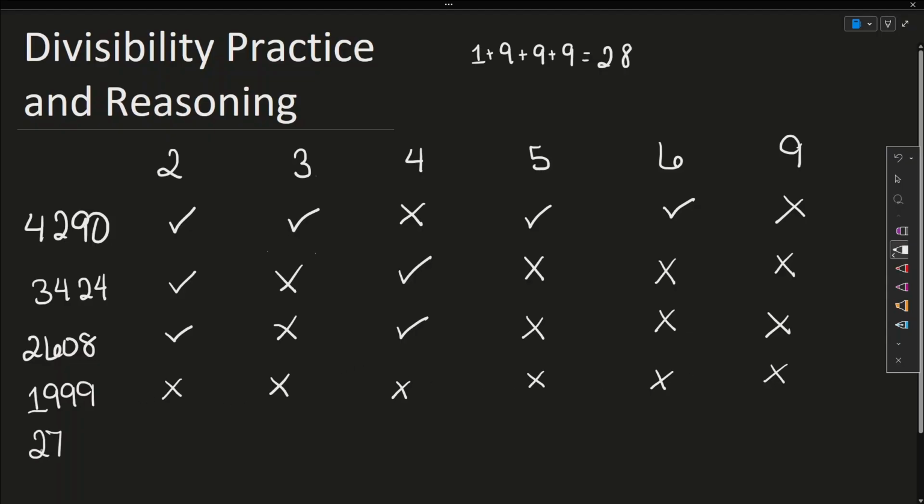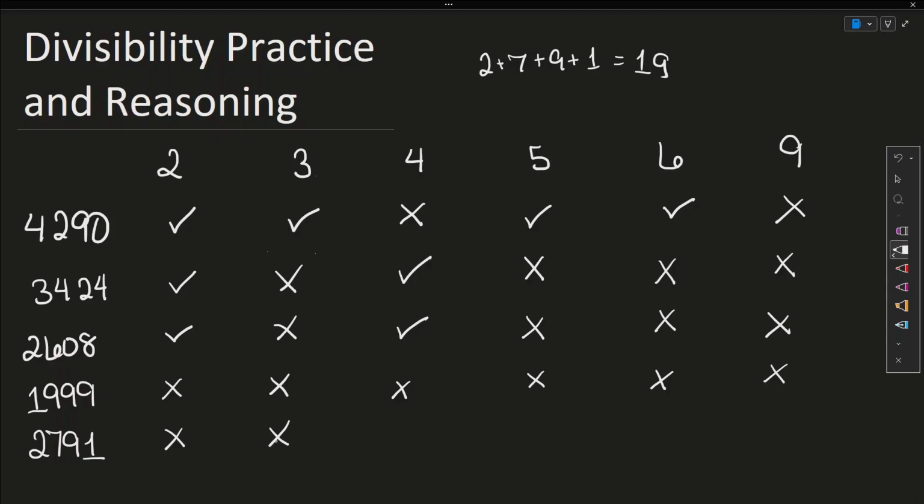Finally, let's look at 2,791. It ends in a 1, which means it's not divisible by 2. Next up, 3, we need to add our digits. 2 plus 7 plus 9 plus 1 is 19. And 19 is not divisible by 3, so no. For 4, we look at the last 2 digits. 91 is not divisible by 4.